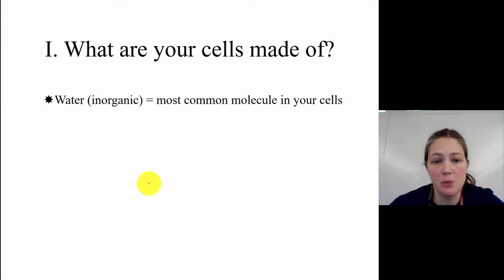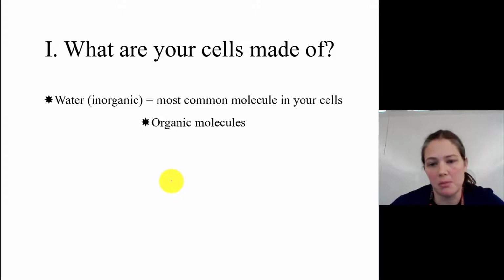They're made mostly of water. It's the most common molecule in all of your cells. Water is inorganic. It makes up 60 to 70% of your mass, but it's also 99% of your molecules. So 95 to 99% of your molecules, if you count them, are water. The rest of them are organic molecules.